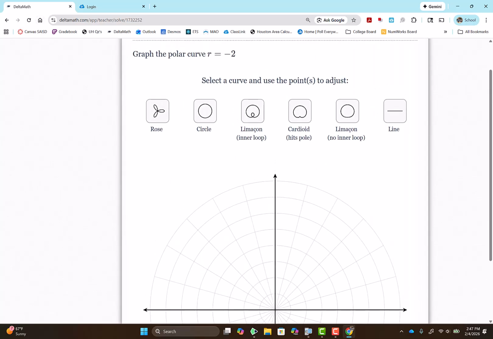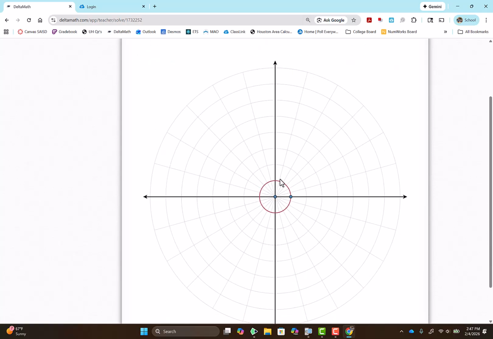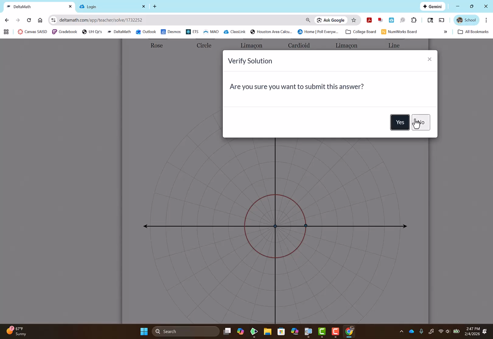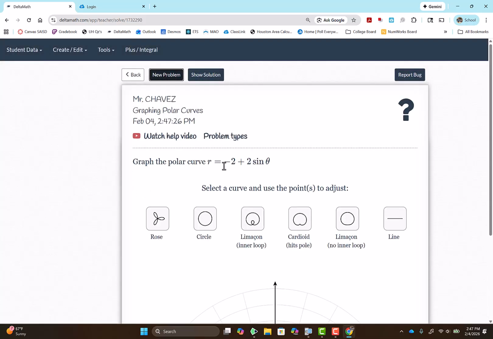Look, r equals -2. That's always just going to be a what? Circle. And then just go to 2. Submit. That one's not anything crazy. All right, new problem. All right, look at this. -2 plus 2. You touch the x-axis. If I were to say this is y equals -2 plus 2 sine x, but does it cross the x-axis? So this is just going to hit the, that's what it says, hits pole. It's just going to touch the x-axis but not cross it. So it's this one. Boom.